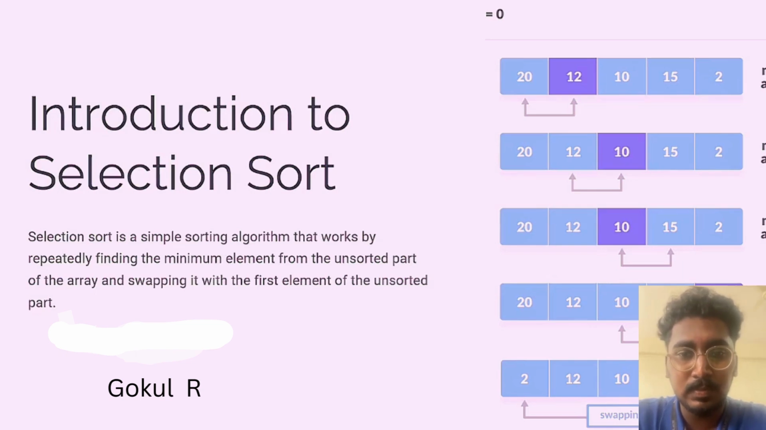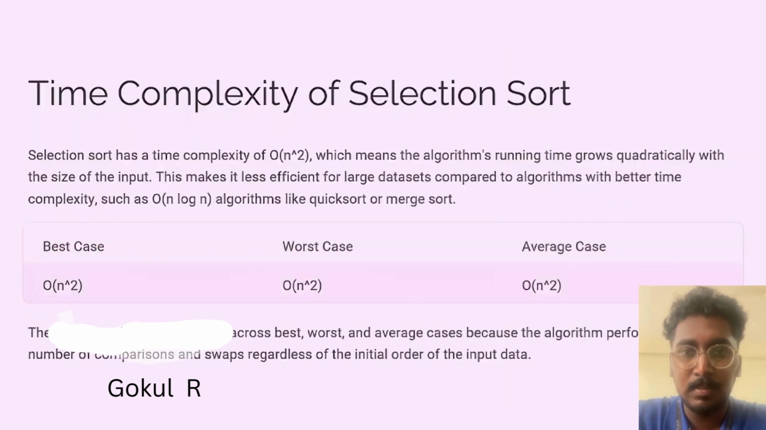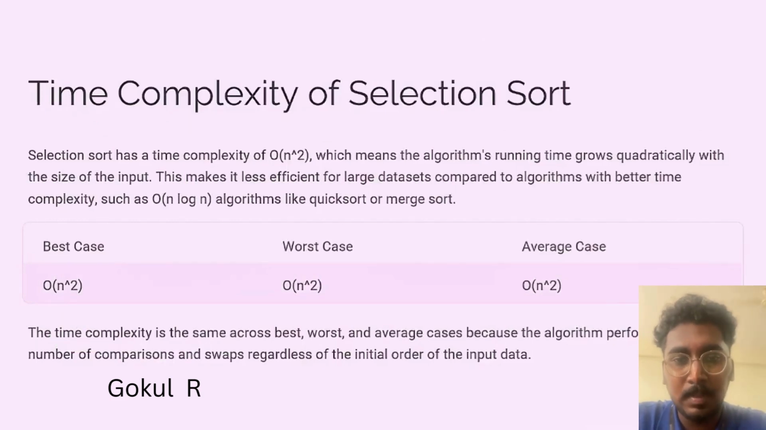Selection sort works by finding the minimum element from the unsorted part of the array and swapping it with the first element of the unsorted part. The time complexity of selection sort I'm going to discuss at last, because you need to know about the algorithm and its program first, so I'm going to discuss this later.